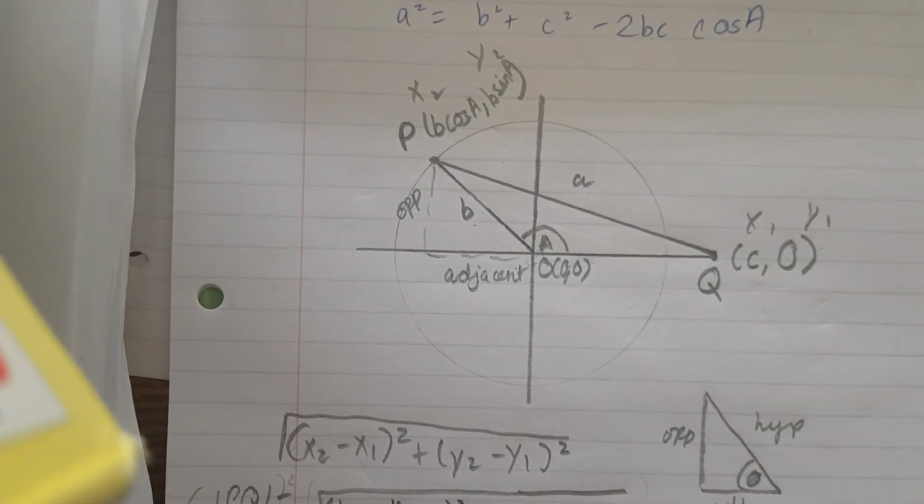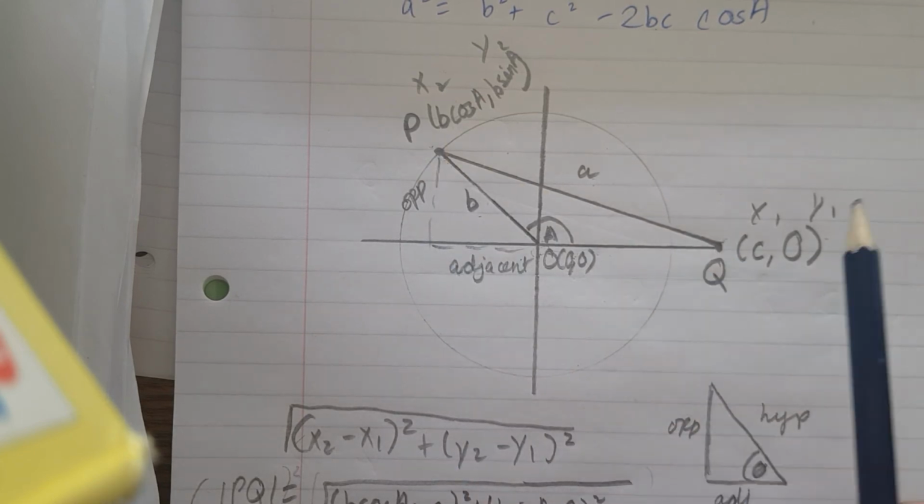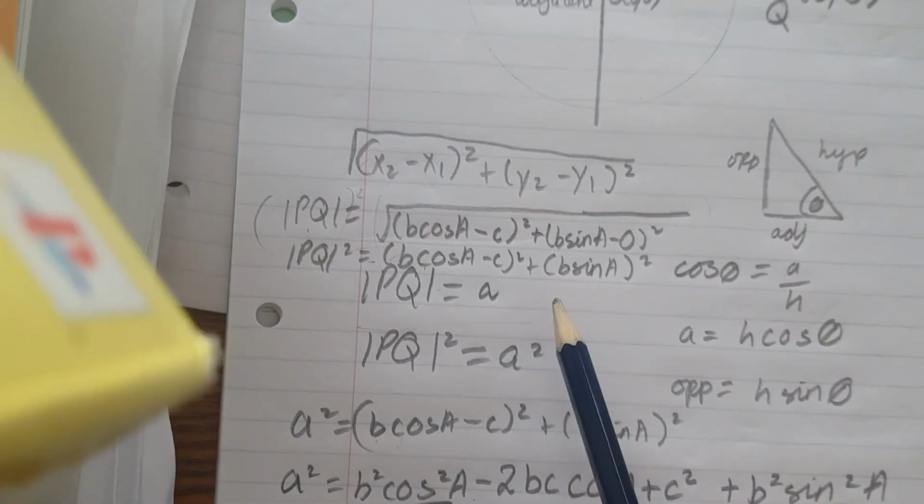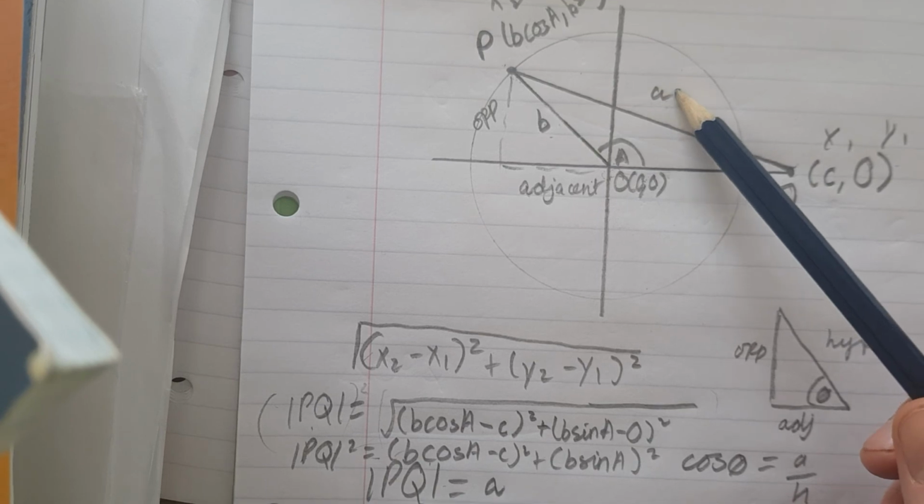So what we have to do, firstly, get the distance from P to Q, then square it to get rid of our square root, and then instead of PQ squared, we're going to put in A squared.